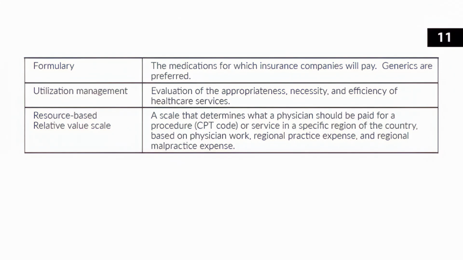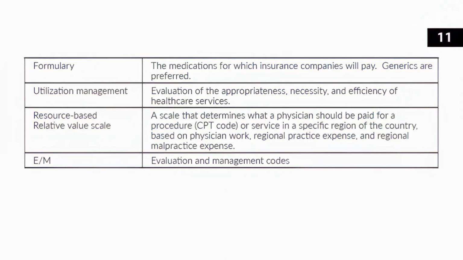The resource-based relative value scale is a scale that determines what a physician should be paid for a given procedure or service as determined by the CPT code. This is where the third-party payer says, okay, if a primary care physician in Texas does an EKG and reads it, we'll pay one fee, but if a cardiologist in New York does an EKG and reads it, we'll pay him a different fee, because there's differences in specialization, differences in location, and differences in liability costs for each of those physicians. So there are individuals that determine how much should be paid for each service, for each type of physician, for each region of the country. Again, the goal is to make the system as fair as possible.